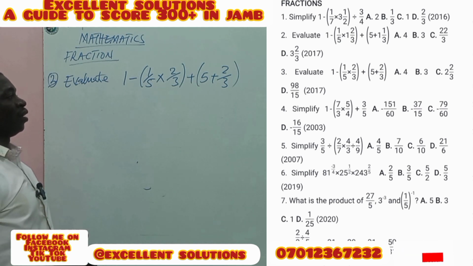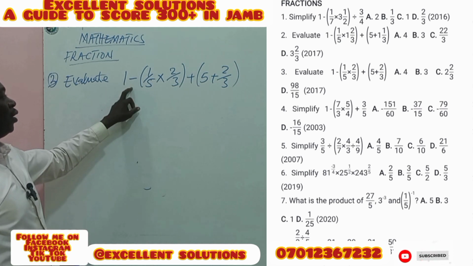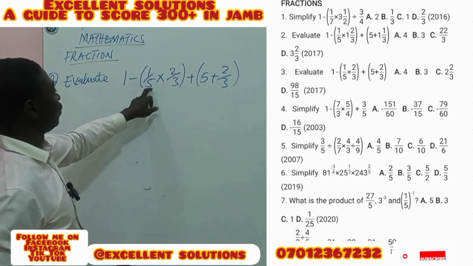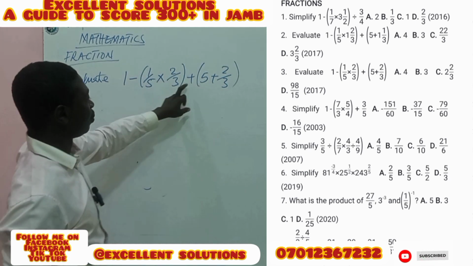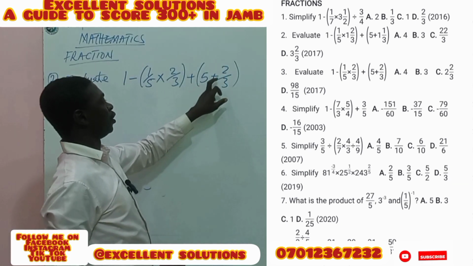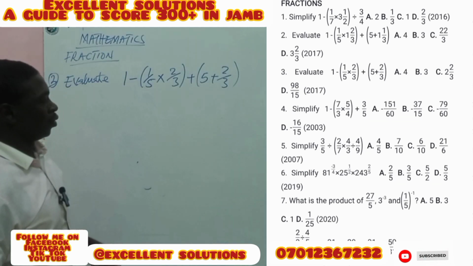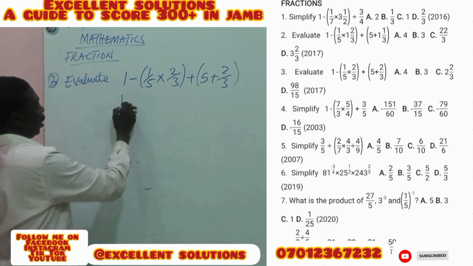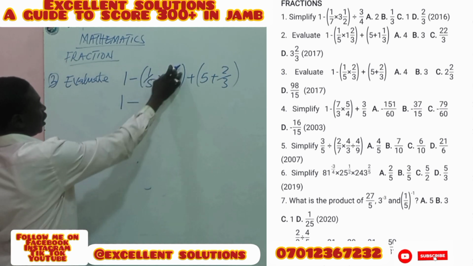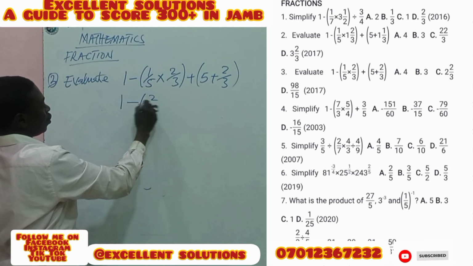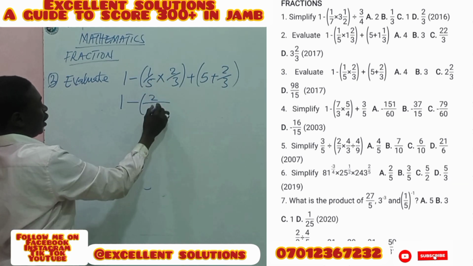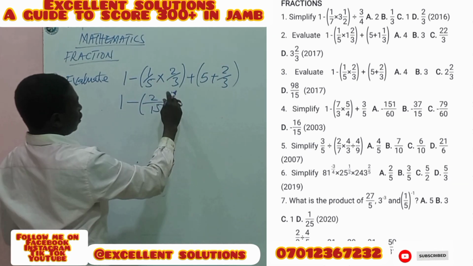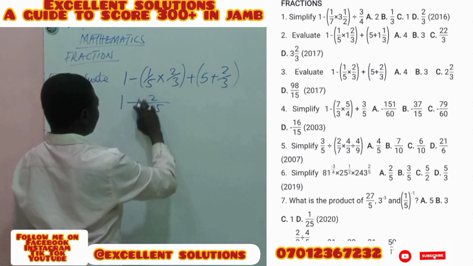And this question says evaluate 1 minus bracket open 1 over 5 times 2 over 3 plus bracket open 5 plus 2 over 3. So just like the previous question, we start with the bracket. So here we have 1 minus 1 times 2, we have 2. 5 times 3, we have 15. So we can leave the bracket here.